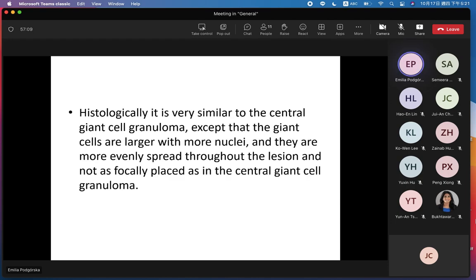Histologically, it is very similar to the central giant cell granuloma, except that the giant cells are larger with more nuclei, and they are more evenly spread throughout the lesion, and not as focally placed as in the central giant cell granuloma.